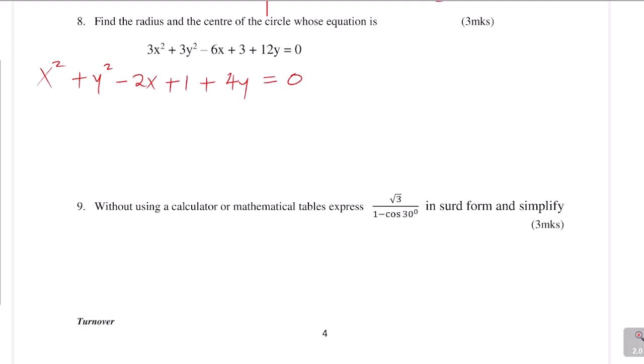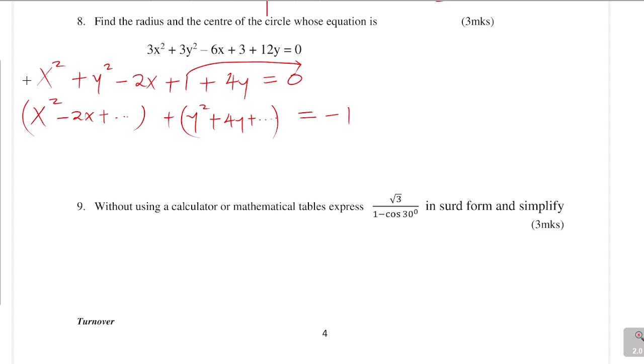Then from there, you can complete the squares. We have incomplete squares here. I'll group them so that you can see. So we have x squared minus 2x, and we need to complete that square. And then we have y squared plus 4y, and we need to complete that as well. And then you can take this constant here to the other side so that you get negative 1.